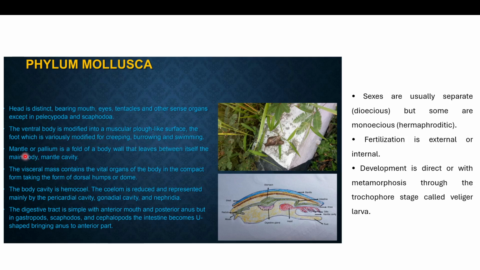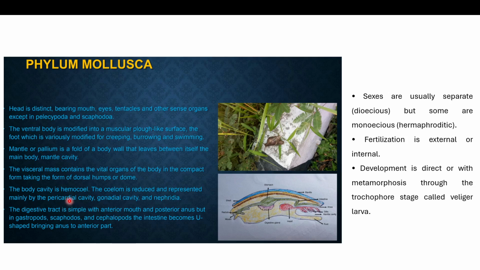There can be mantle or pallium, which is a fold of the body wall that leaves between itself the mantle cavity. And then there's the visceral mass, which contains the vital organs of the organism in compact form, taking the form of a dorsal hump or dome. Body cavity is a hemocoel. The coelom is reduced and represented mainly by the pericardial cavity, gonadal cavity, and nephridia.